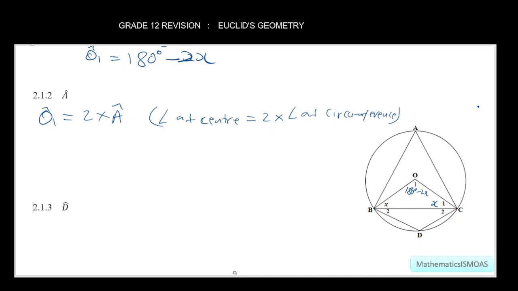But what is the size of angle O1? 180 degrees minus 2x is equal to 2 times angle A. And then from there, dividing both sides by 2, 90 degrees minus x is equal to A. Therefore, angle A will be equal to 90 degrees minus x. So here is angle A, 90 degrees minus x.